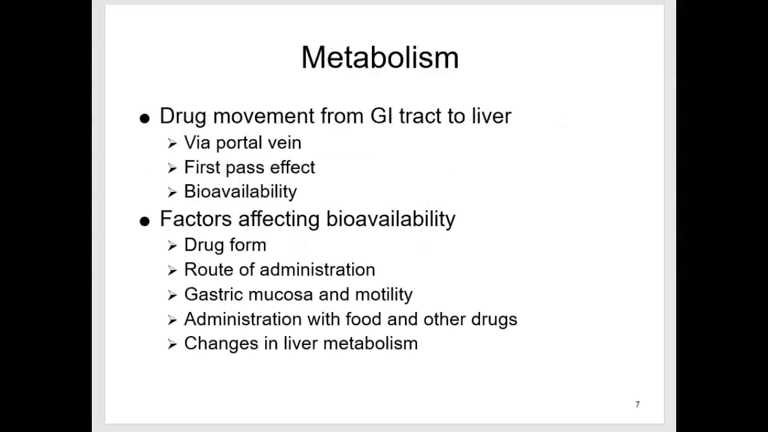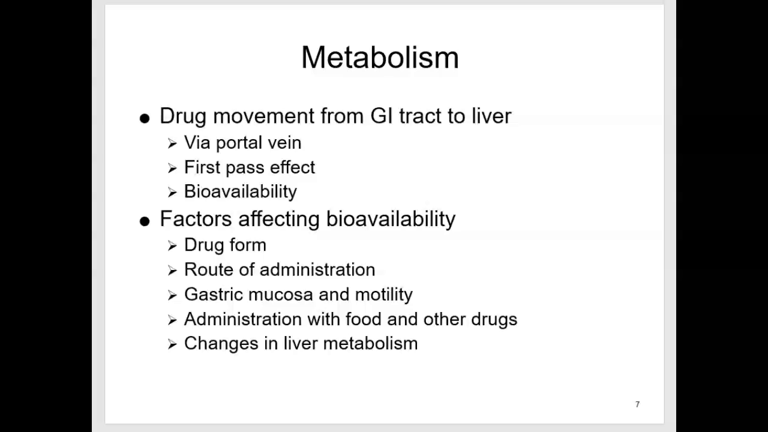So metabolism changes medications into less active or inactive forms by the action of enzymes. This occurs primarily in the liver, but also takes place in kidney, lungs, intestine, and blood. But the big organ that you want to associate with metabolism of drugs is the liver, okay?